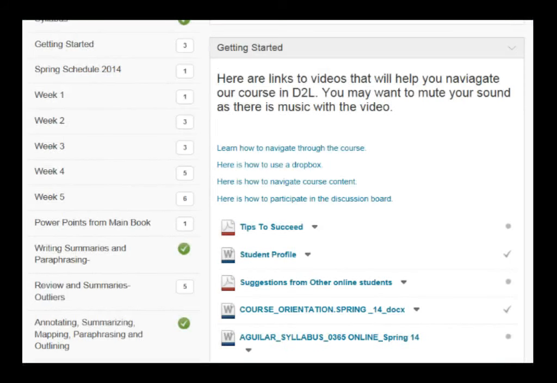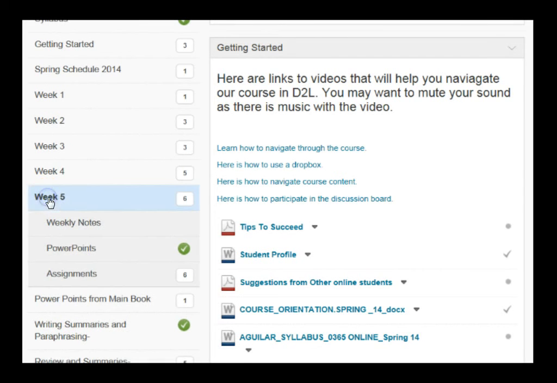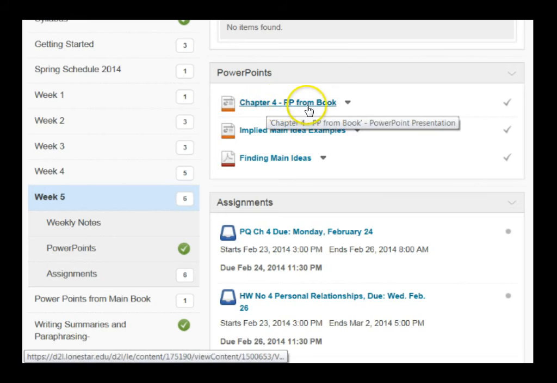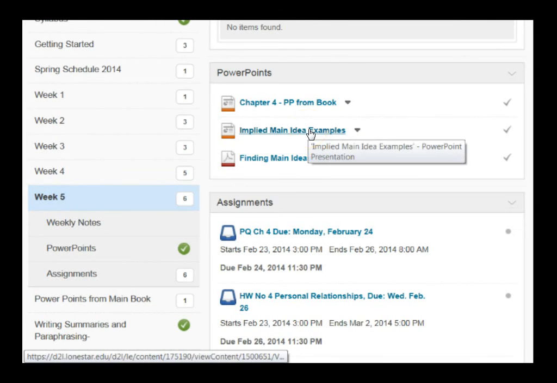As you know, the course is organized in weeks. So if you go to week 5, you will see that I have put the PowerPoints under week 5. This one that says chapter 4 PowerPoint from book is the one from the main book. I suggest that as you look at the PowerPoint, you open chapter 4 in the book and do it simultaneously. I also have a PowerPoint here for implied main idea.